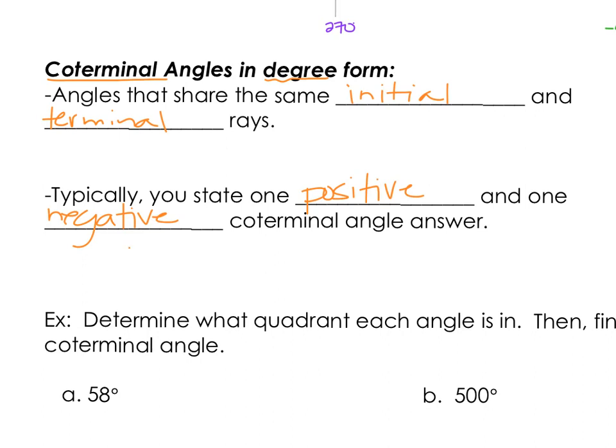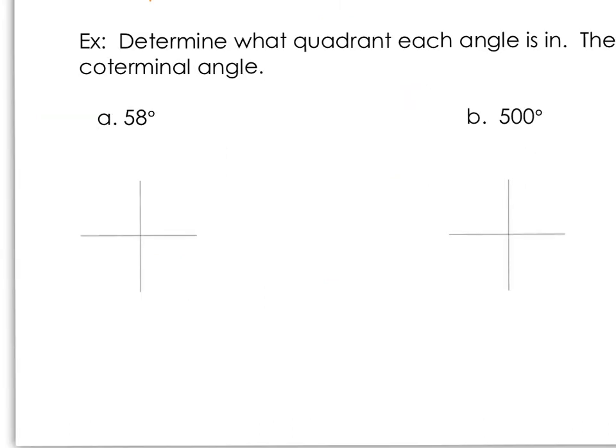The formula is super simple. Start with your given angle, so we'll label that as theta, and then you literally just add and subtract what it would take to get one full loop around from where you're at, which is 360 degrees. Let's look at a couple of examples down below. Determine what quadrant each angle is in. Then find one positive and one negative coterminal angle.